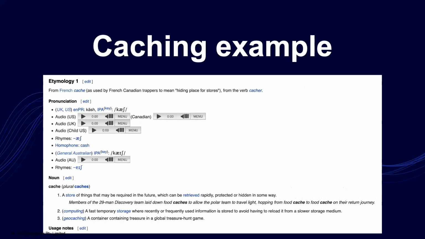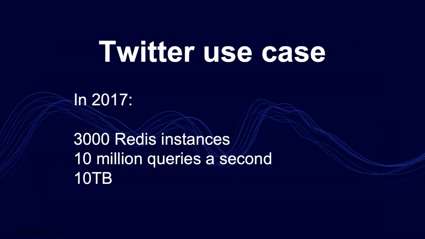Caching example. So basically, whenever you're going to a website and you see some music, that would normally be stored in Redis, so the user can quickly read it. So think of it as a very fast lookup table or a variable in your code. Let's talk about Twitter. Well, they have 3,000 Redis instances. They do 10 million queries a second and 10 terabytes of data in memory. That's right, 10 terabytes of data in memory.